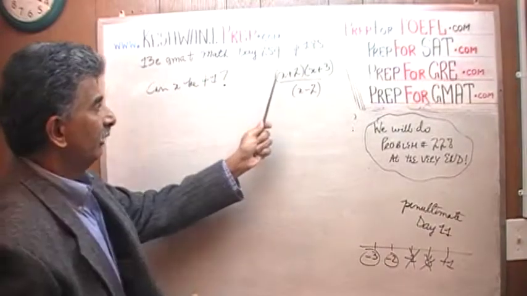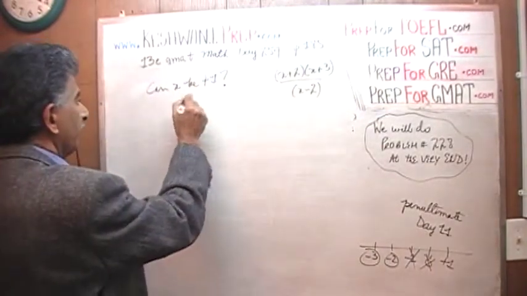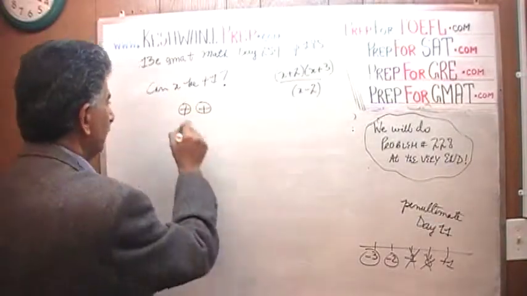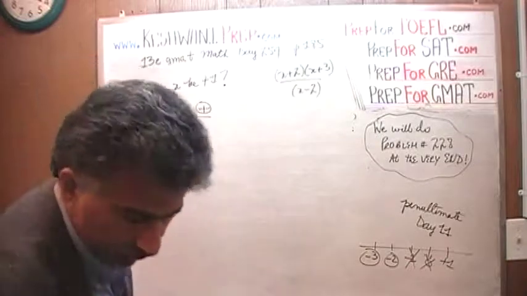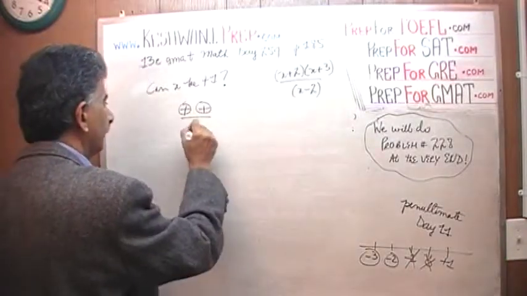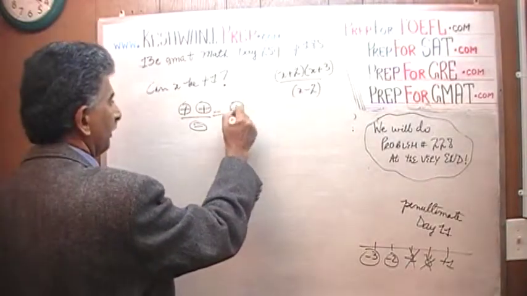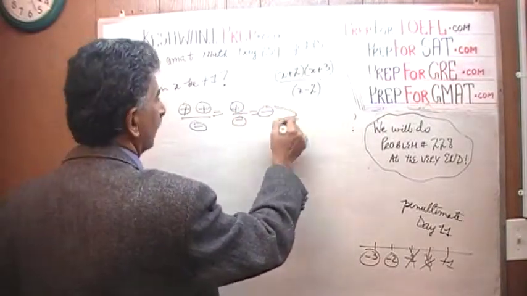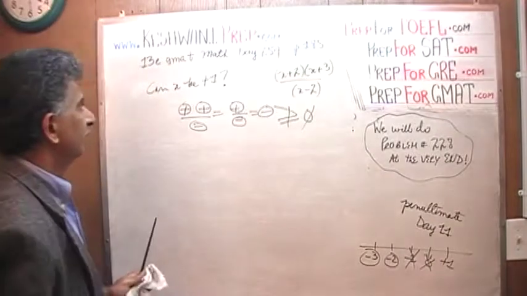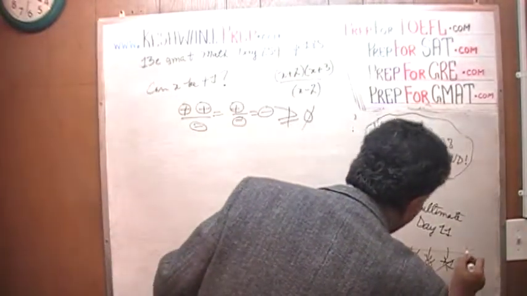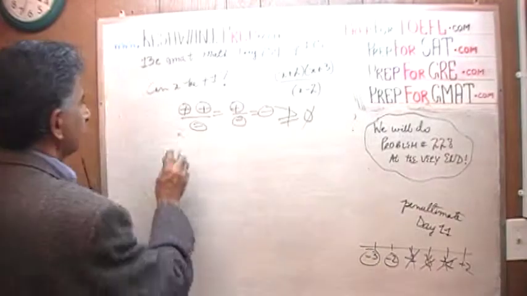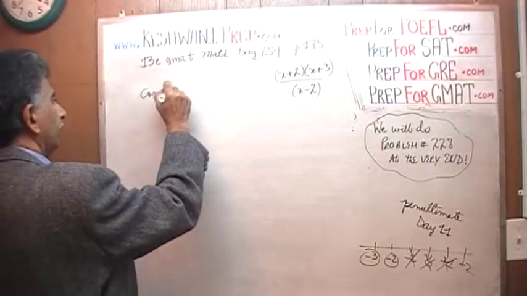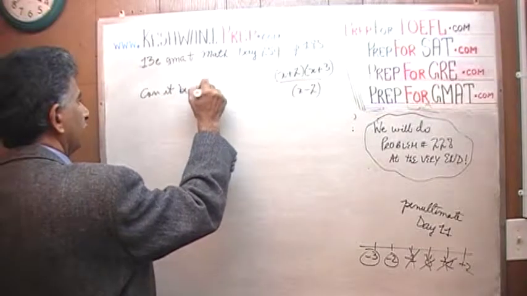Well, if x were positive 1, positive 1 and positive 2 is positive. Positive 1 and positive 3 is positive. Positive 1 and negative 2 is negative. Again, we'll end up with positive on the top, negative on the bottom, so the whole thing is negative, which is not greater than or equal to 0. X cannot be positive 1. Can it be positive 2?